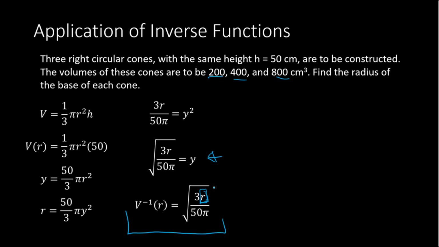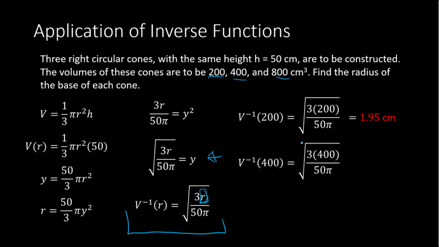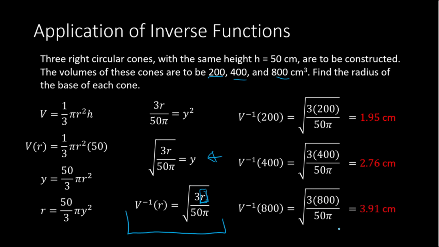So beginning with the 200, we do the square root of 3 times 200 over 50 times pi. We're assuming you can type that into your calculator on your own, but your final answer would be 1.95 centimeters. And then do it again with the 400. We now have the square root of 3 times 400 divided by 50 pi. And again, type that into your calculator, and you get 2.76 centimeters. And then for the 800, you have the square root of 3 times 800 over 50 pi, and that would give you 3.91 centimeters.